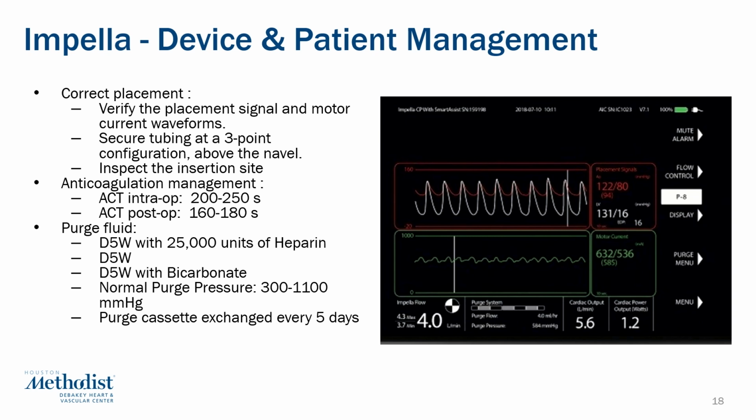The purge fluid is usually D5W, or formerly D5W with heparin. We've kind of moved away from that, and now we use D5W with bicarb. Being able to take the heparin out of the purge solution helps us better manage the patient's anticoagulation. That way you're not trying to figure out how much heparin the patient's getting from the device as opposed to how much heparin you should give the patient directly.